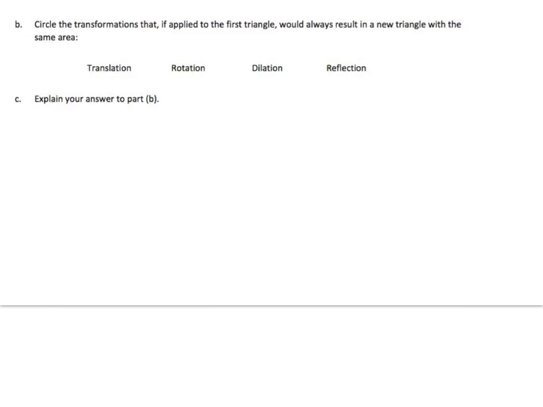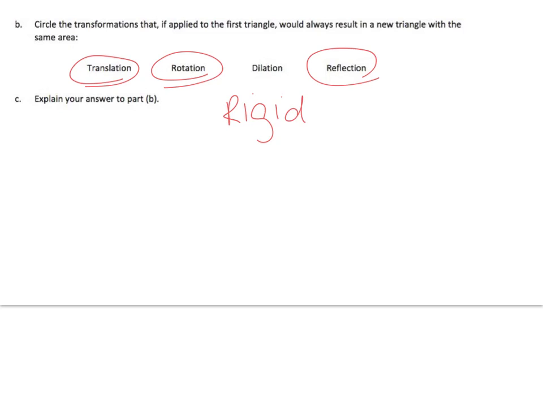Circle the transformations that, if applied to the first triangle, would always result in a new triangle with the same area. Okay? Translation, rotation, and reflection, these are all called rigid transformations. They don't change the scale. They don't change the size of the sides. The distance between two points is always the same on rigid transformations. Okay, a dilation is not a rigid transformation. Oh, and that was my explanation to part B, because they are rigid.